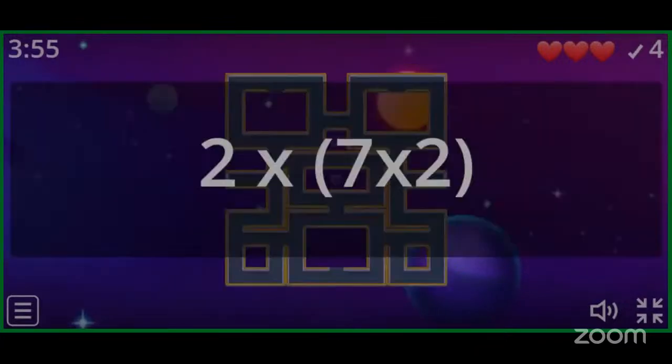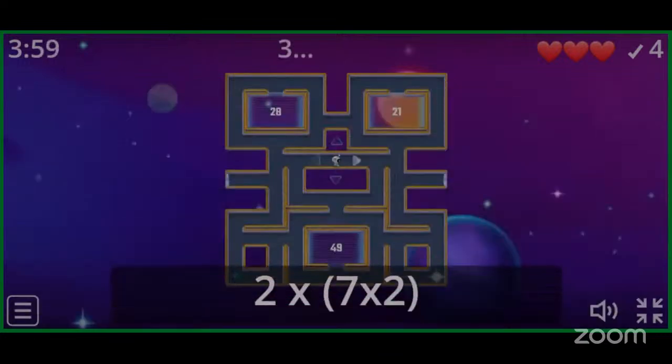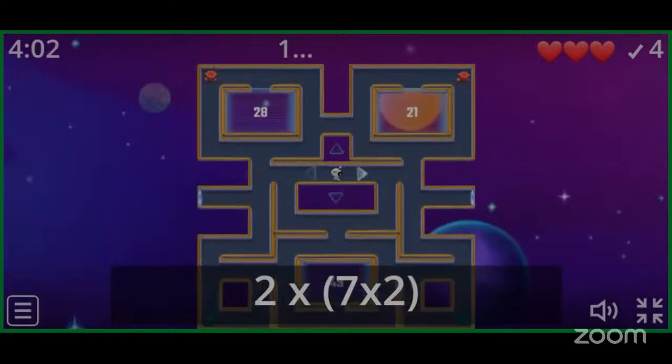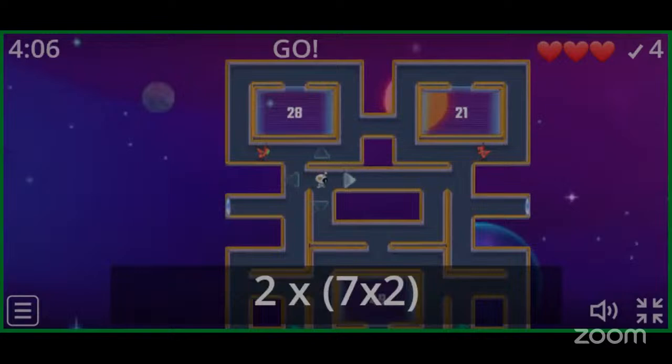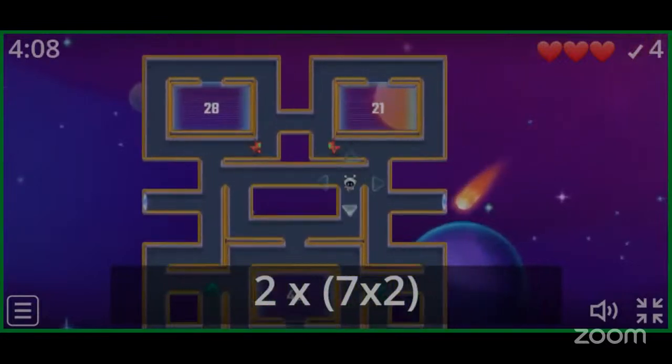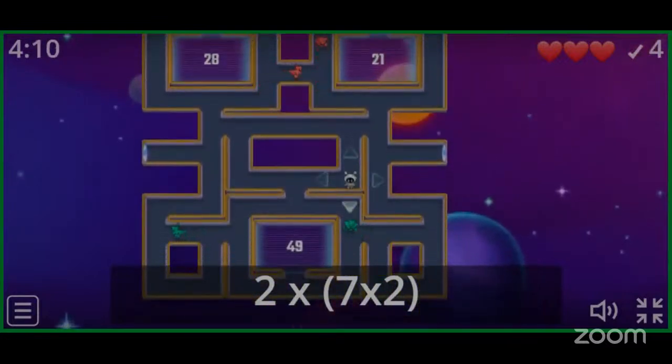Oh, we're doing all right. Doing them maths games. Right. 7 times 2. Okay, let's run away from these red guys. They're making these dubious noises.